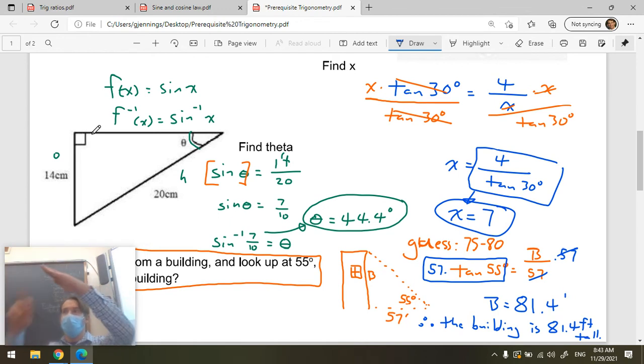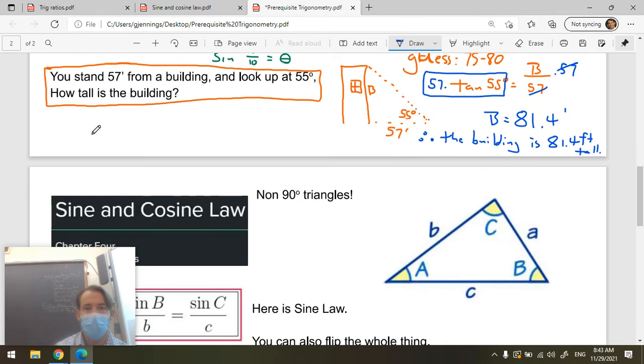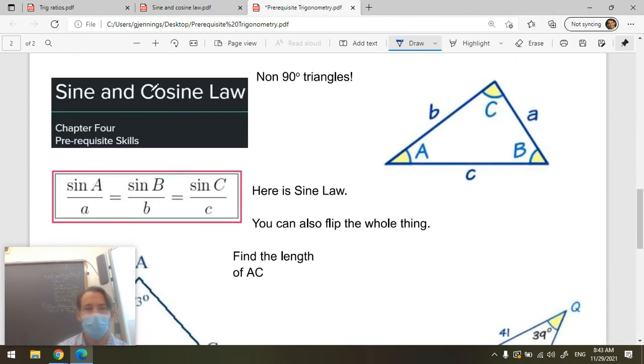The slope of a line and its rise and its run. The heights of things, the shadows that a flagpole casts. The flagpole is making a 90-degree angle with the ground. So because of the way gravity works, we're often seeing these 90-degree angles in our world as well. But we don't always have 90-degree triangles, and that's where sine and cosine law can be very useful. So here is sine law.